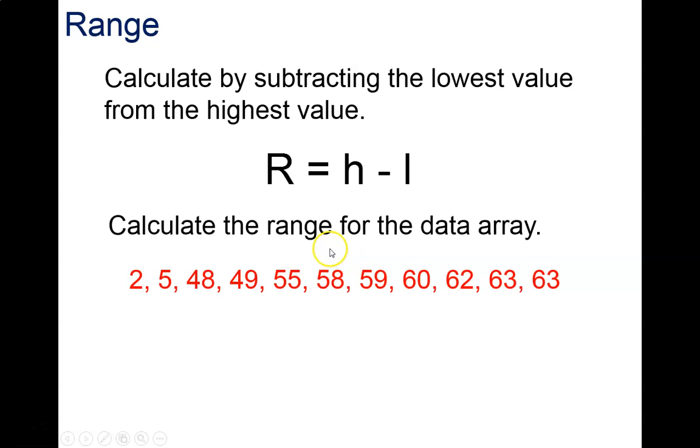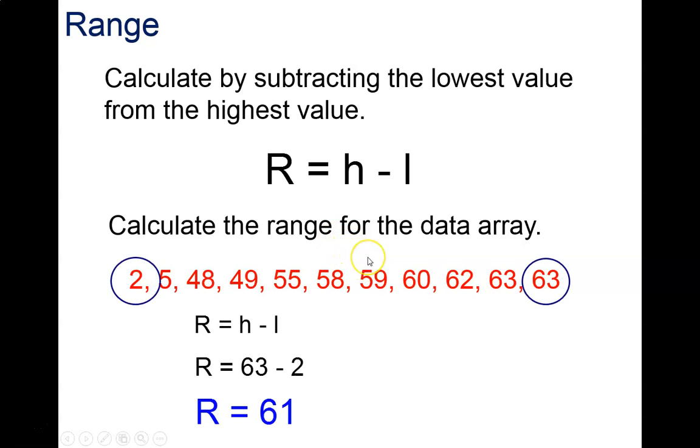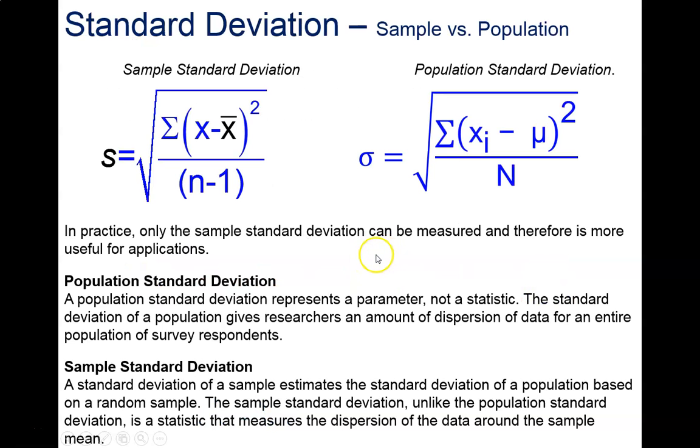So the range, you just find the highest and lowest value and subtract them. So 63 minus 2, the range is 61. So pretty straightforward. Standard deviation, that's got a little bit more to it. If you're just taking a sample of a population, you use the sample standard deviation. If you're testing the entire population, you use the population standard deviation. And you can read all this if you want.